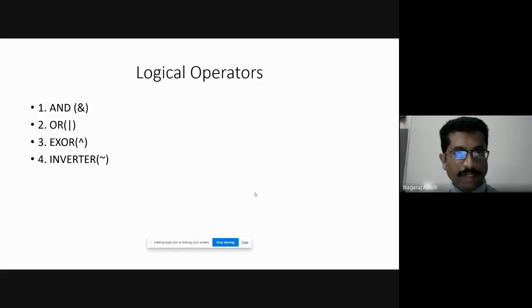For the AND operator, this AND symbol is used. For logical OR operation, this vertical line is used. And for XOR operation, this inverted V is used. For the inverter operation, this symbol is used. These are the various symbols used for the logical operators. Now let us take one example for each and let us try to know how these work.